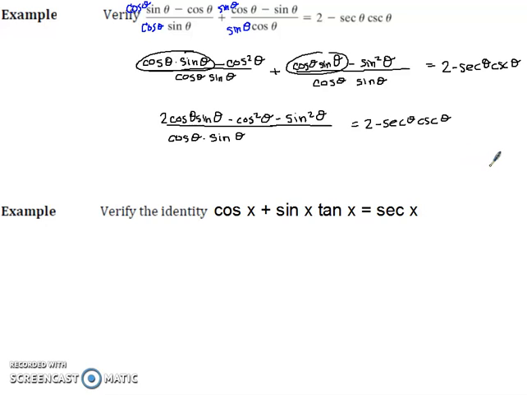So from here, what I see is that this looks very familiar to a Pythagorean identity, except the Pythagorean identity is cosine squared plus sine squared. They're both positive. Well, since these are both negative, if I just factor out a -1, then I will be able to rewrite that component of my fraction using a Pythagorean identity. So -1 times cosine squared theta plus sine squared theta, all over cosine times sine.